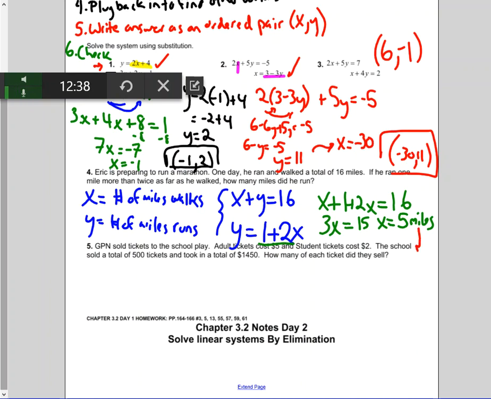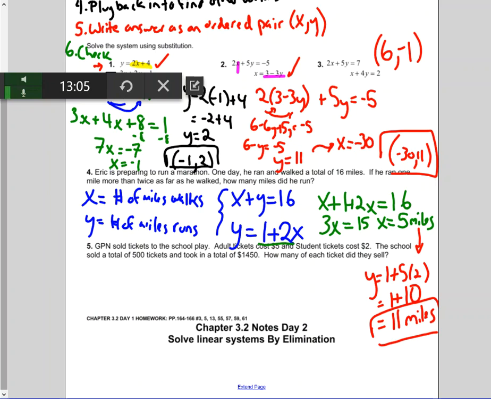What y is worth. Y is equal to 1 plus 5 times 2, which is 1 plus 10, which is 11 miles. Good.